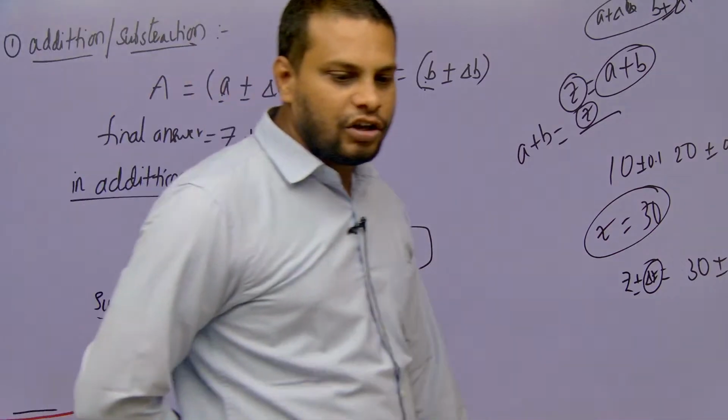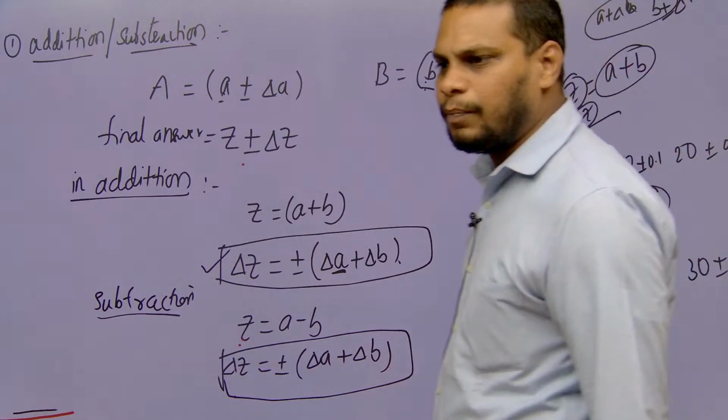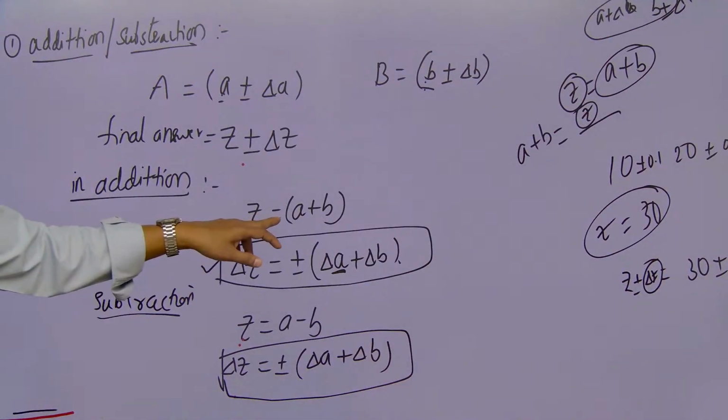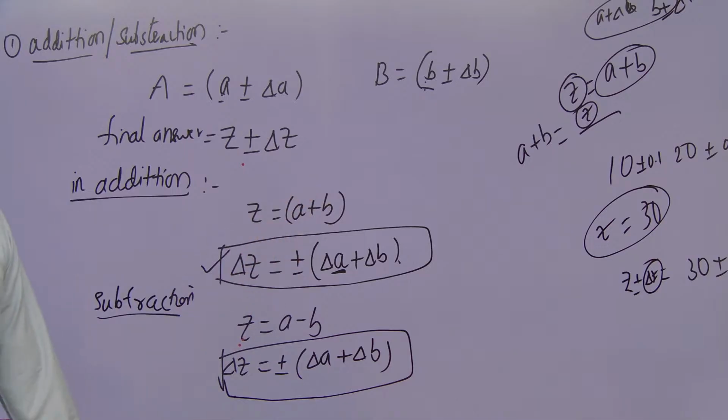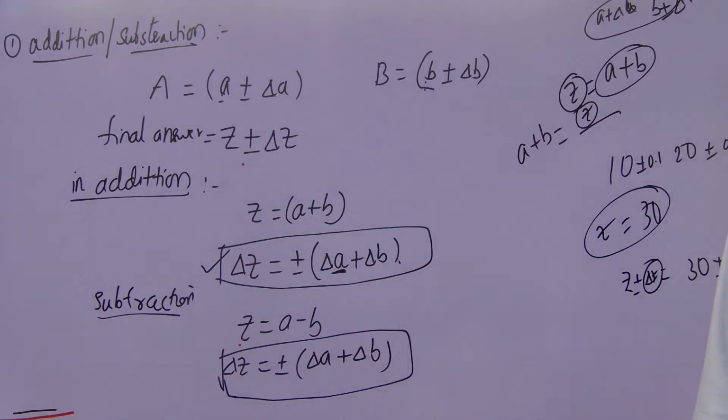In addition or subtraction, error value is the same. What is that error value? Delta z equal to plus or minus delta a plus delta b. But in addition you will get small a plus small b. In subtraction you will get small a minus small b. Are you clear? Shall I give the question?